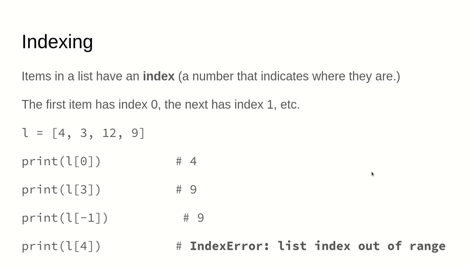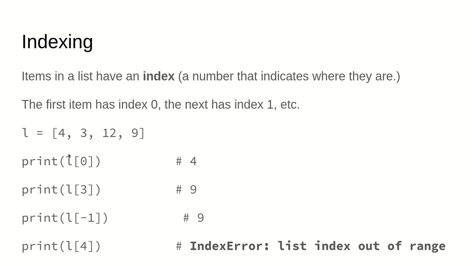And that's particularly important because items inside our lists have an index. That is a number that indicates where they are in the list. The first item will have index 0. You'll find computer scientists often like to start with 0 as the first value, not 1 like you might do in other settings. So here we've created the list L. It has 4, 3, 12, and 9. So the index of 4 is 0. The index of 3 is 1. The index of 12 is 2, and the index of 9 is 3.